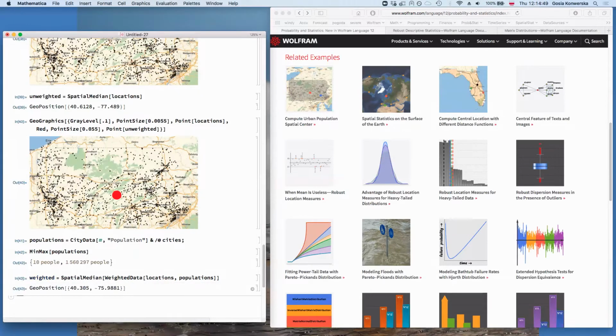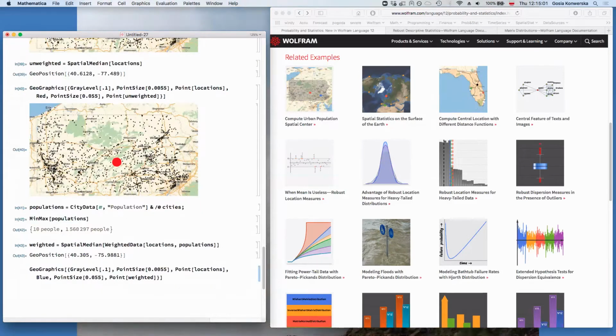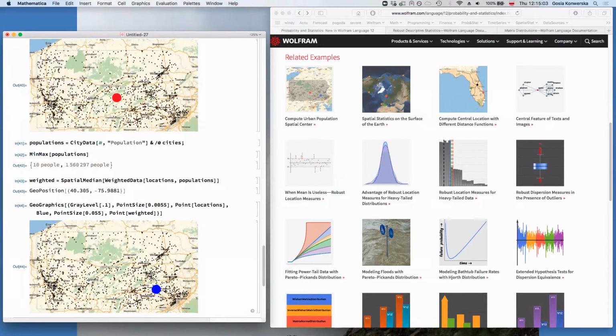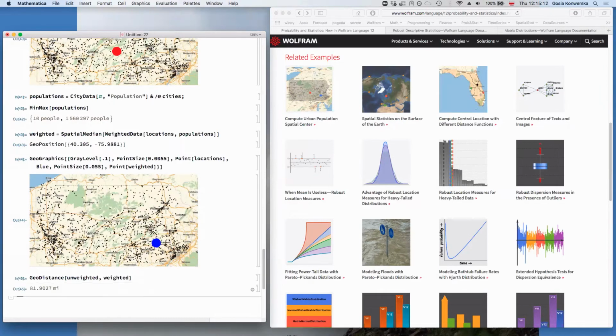And so this is the way to compute spatial median with weights. It's basically by constructing a weighted data with our locations and then the weights, and in our case, these are the populations. Okay, and the question is, where is this location? And so it's a bit far more to the southeast. And when we compute the geo distance between the two, we see that it's non-zero. It's 80 some miles.